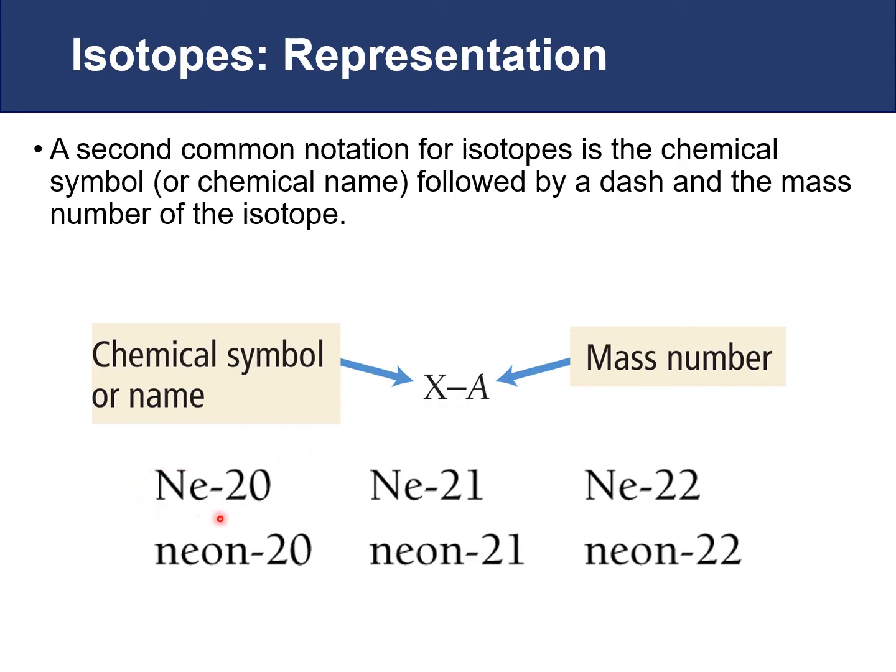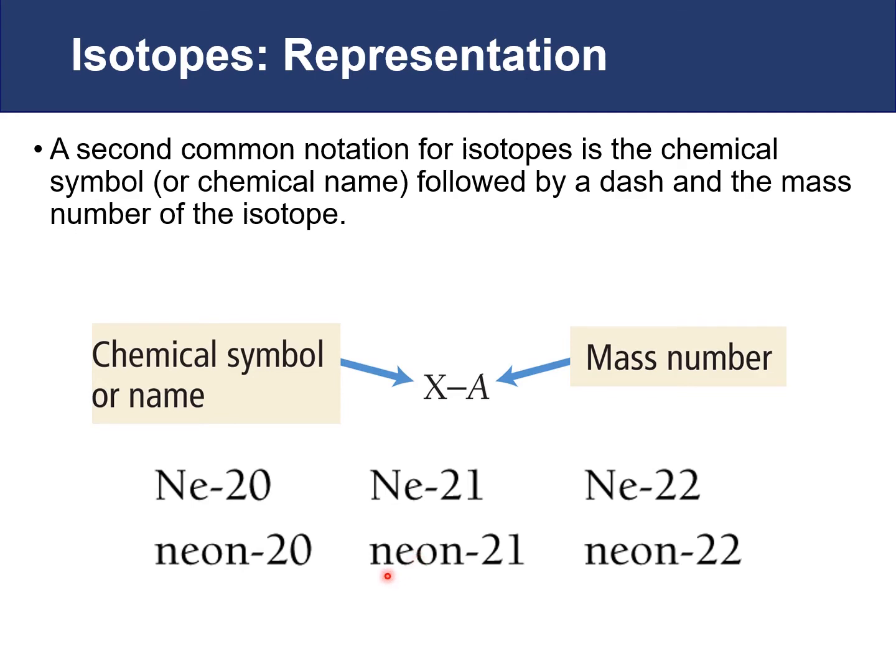So you could have Ne-20, Ne-21, Ne-22, or sometimes it's written with the chemical name, neon-20, neon-21, neon-22. This provides all the same information as the previous set, indicating the number of protons. Because it's neon, it has 10. And then the 20 here gives us the mass number. So from this, we can figure out the number of protons and the number of neutrons. Neon has 10 protons because it is neon. 20 minus 10 is 10. So this particular isotope of neon will have 10 neutrons as well as 10 protons.